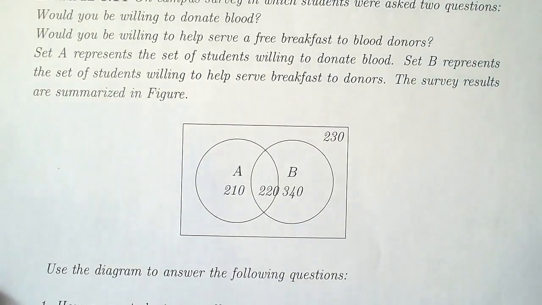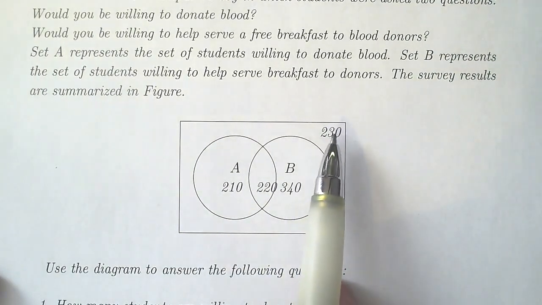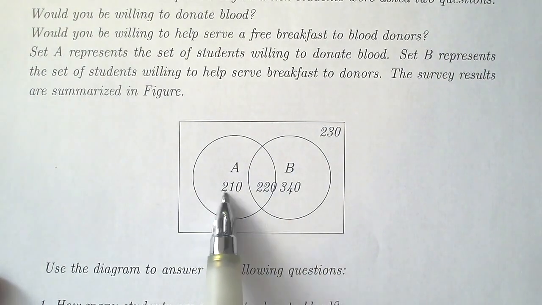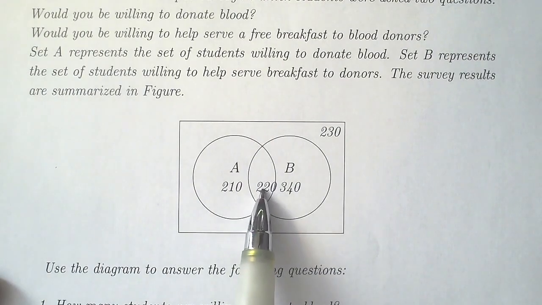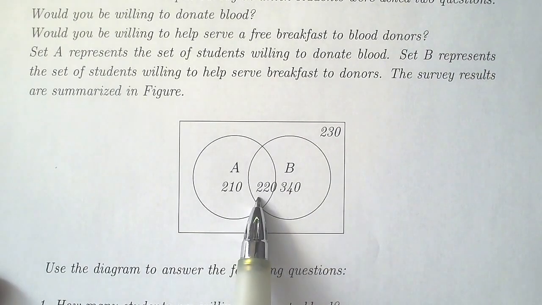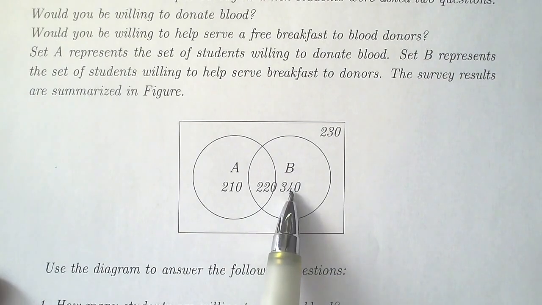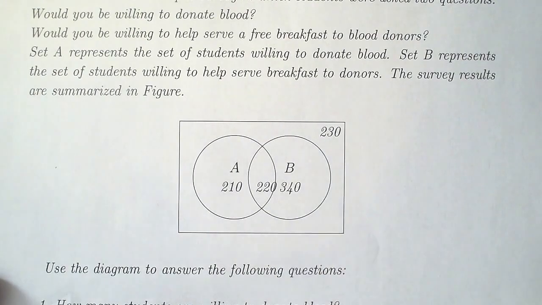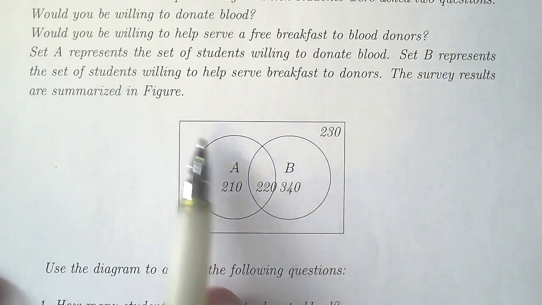So this looks like a Venn diagram, but it's showing us numbers. It's numbers of students. So the idea is this is 210 students. 220 students are in this middle region. That's like the overlap. I guess you'd say that's the intersection of A and B. And then 340 students that are just over here. 230 that are out here. That looks like it's like a universal set, right?